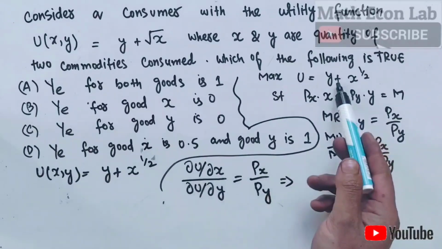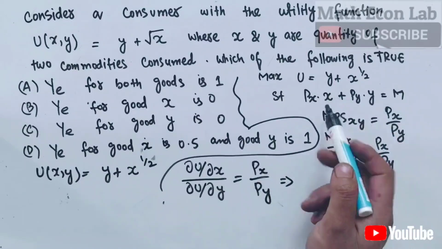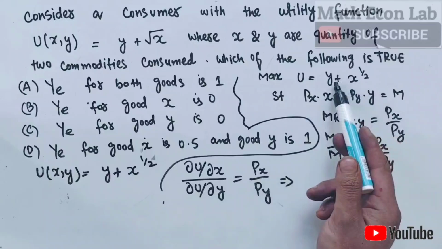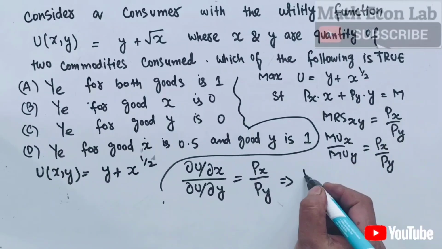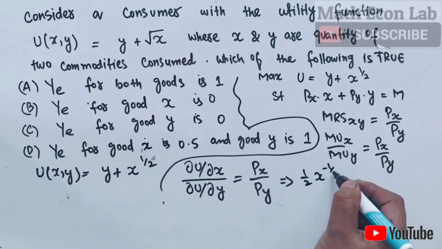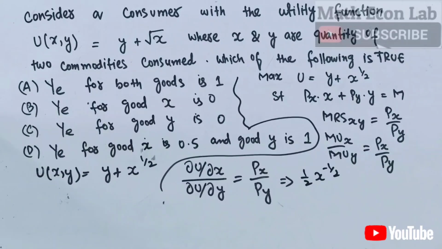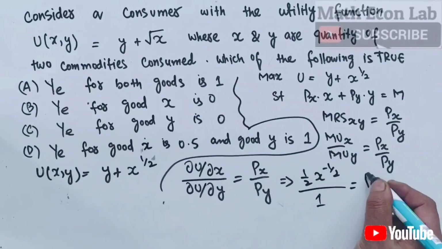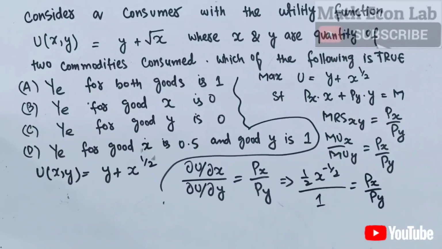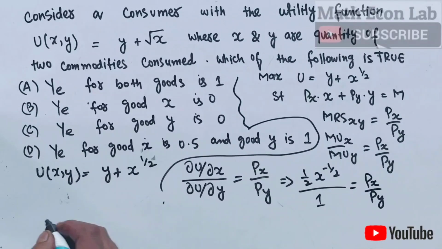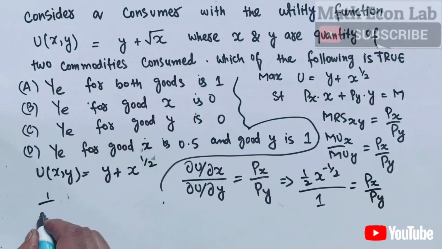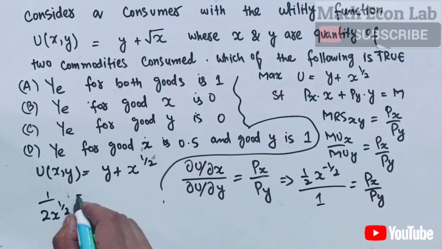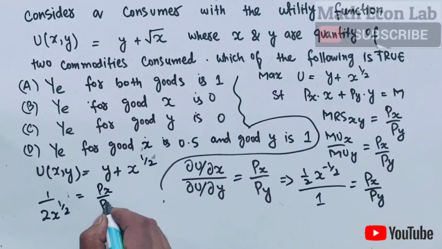Now derivative of this function with respect to x gives us, that is the derivative of y will be 0 because we are taking partial with respect to x, so it is 0. So we get here 1 upon 2 x raised power minus 1 upon 2, the derivative of x raised power 1 upon 2 here. Okay, divided by derivative of y is 1, should be equal to px upon py. Okay, so we got here 1 divided by twice x raised power 1 upon 2 if I transpose it to the denominator, which is equal to px upon py.